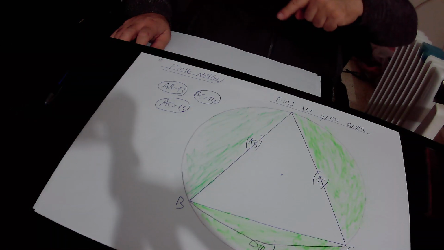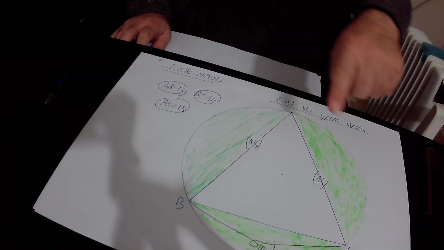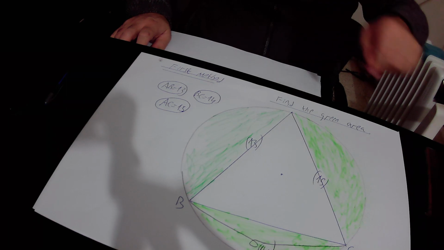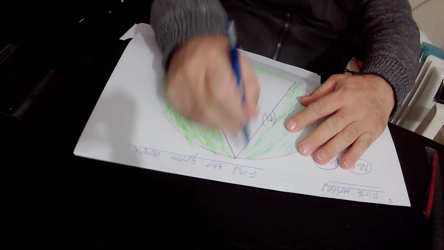Hello, in this lecture we'll find out the area of the green shape using two different methods. In the drawing we have a circle. Inside this circle we have a triangle ABC that is blocked by the circle. This is triangle ABC.